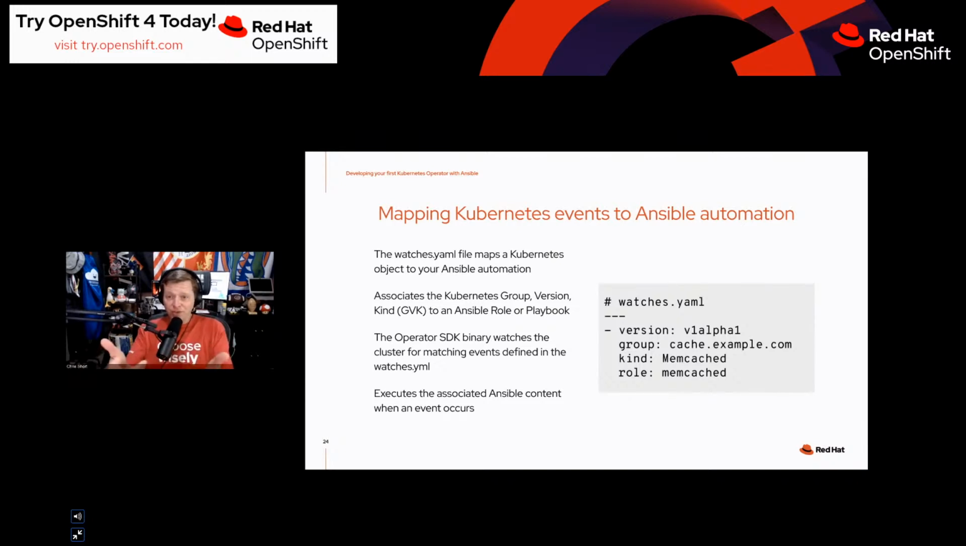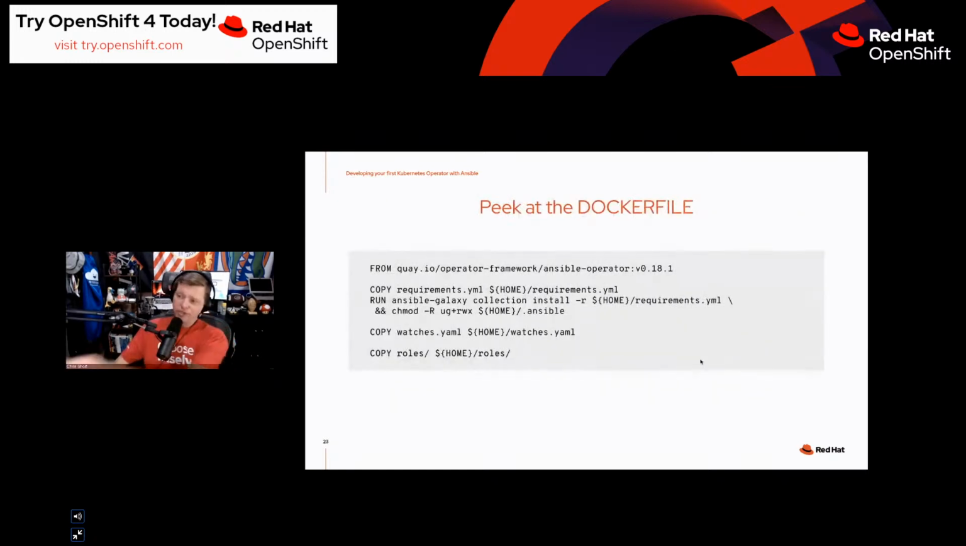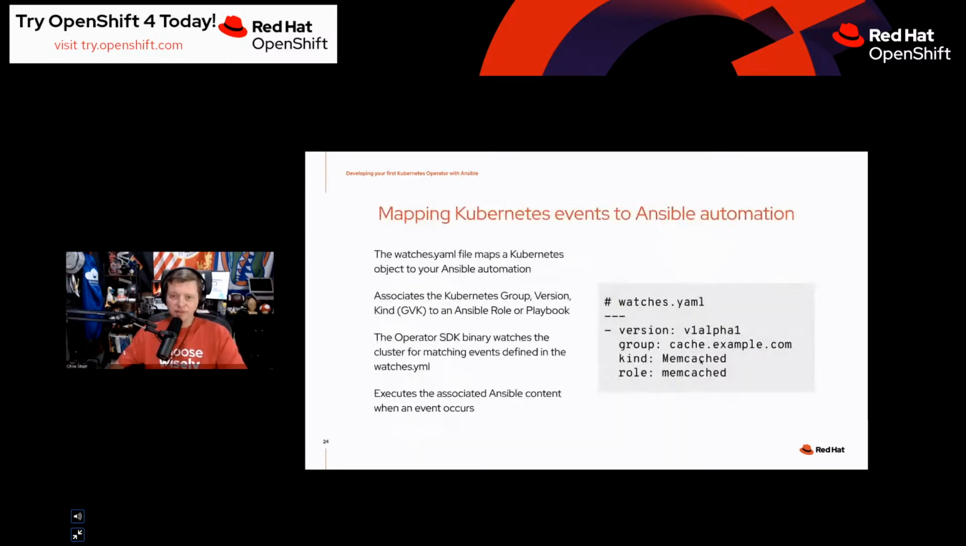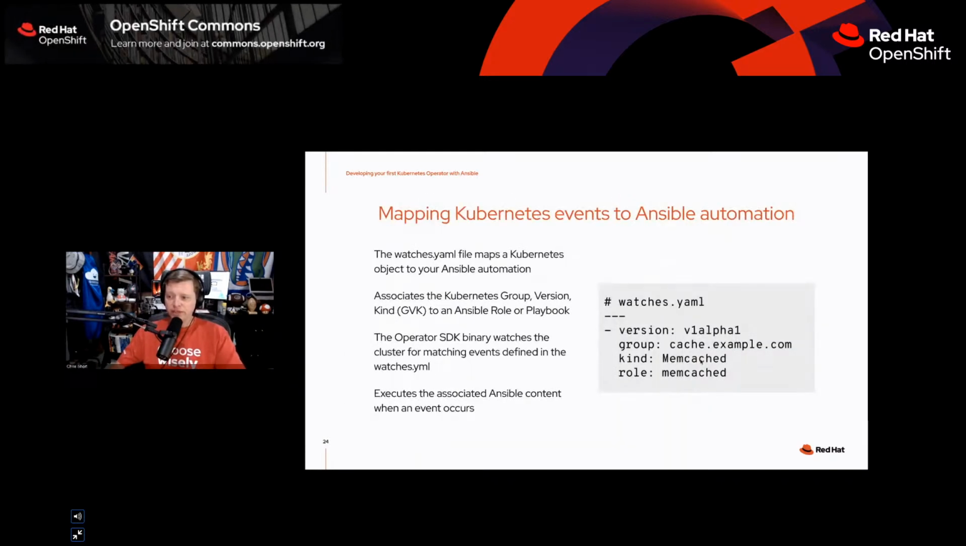As you can see here in the watches file, version is specified, v1alpha1, group is specified, cache.example.com, the kind is specified, Memcached, and the role is actually the name of the role we put in the operator SDK itself. So back on this screen, you put the role in the roles folder, and that's what it's actually triggering here in the watches file. So yeah, that's the watches file in a nutshell.